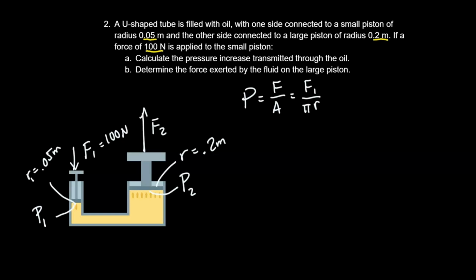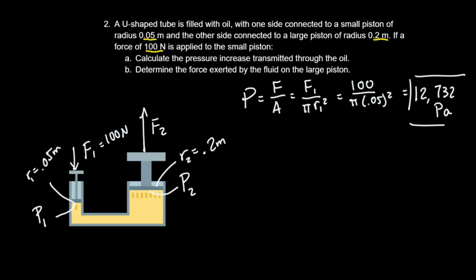It will be R1. I'll call this R2. So pi R1 squared. And F1 is 100 newtons. And we have pi, and R is 0.05, and we're going to square that. So 100 divided by pi divided by 0.05 squared. And we get 12,732. And the units are pascals.